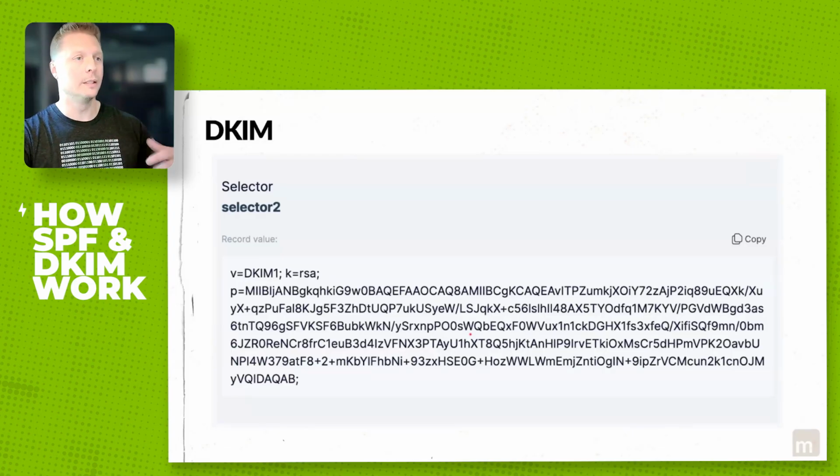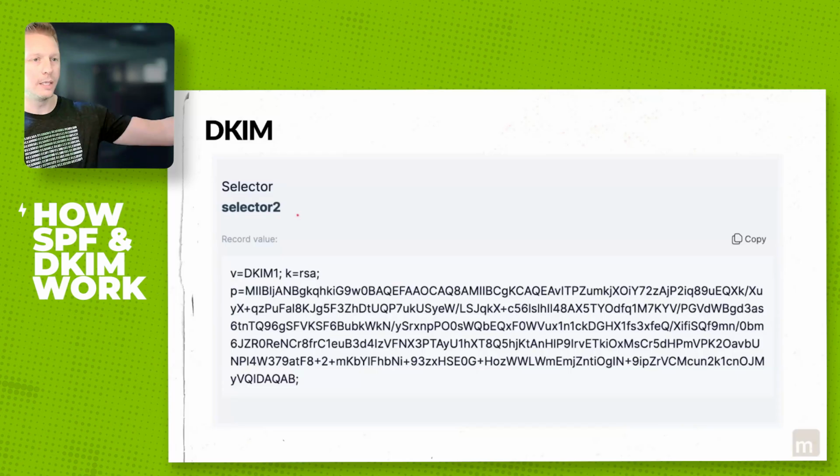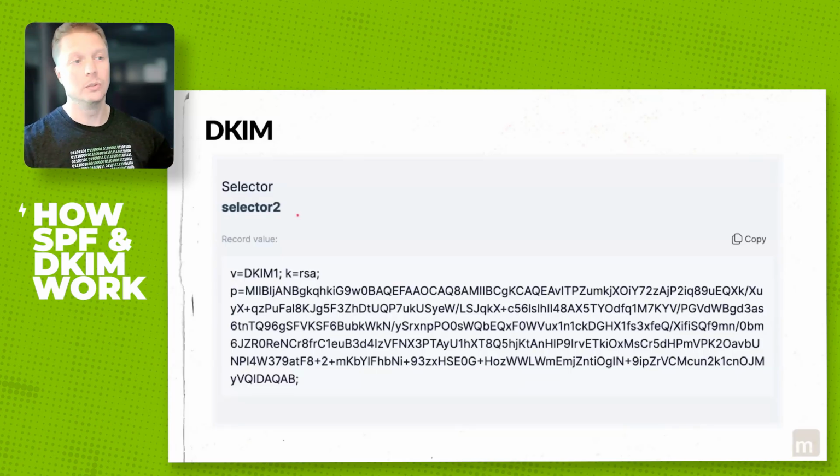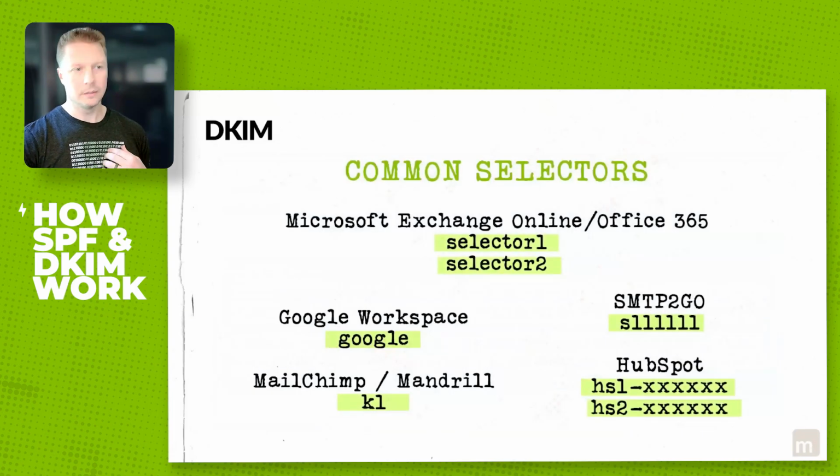And that selector is, in essence, what the receiving email server is saying, hey, I got this email from Mailprotector. It's got this hash in it that is based on selector 2. So it's going to go and do that DNS lookup for selector 2 at mailprotector.com and compare that private key to this public one. So what does that look like?